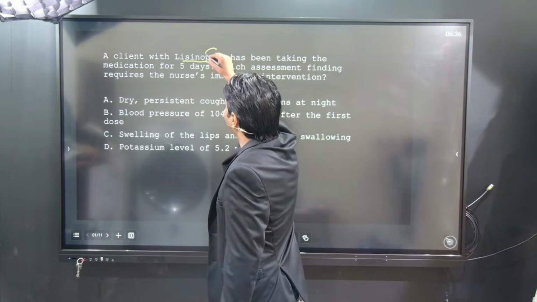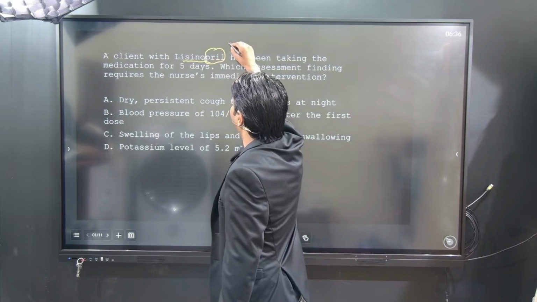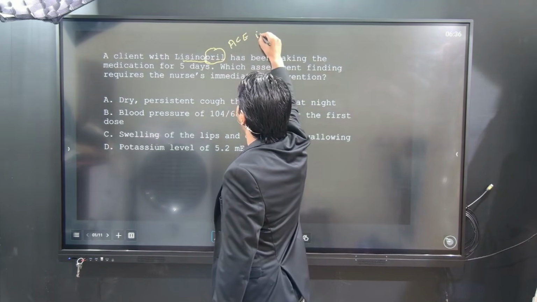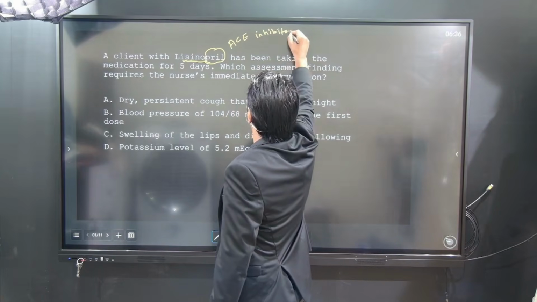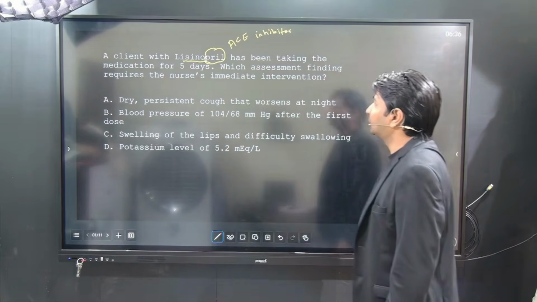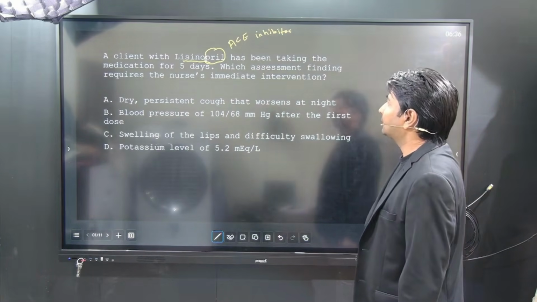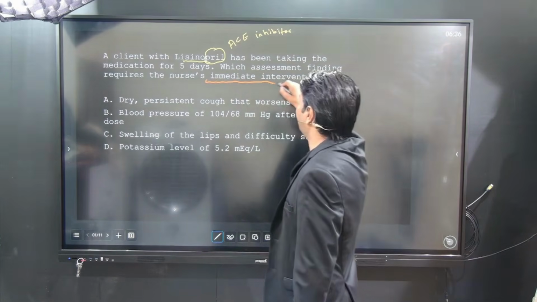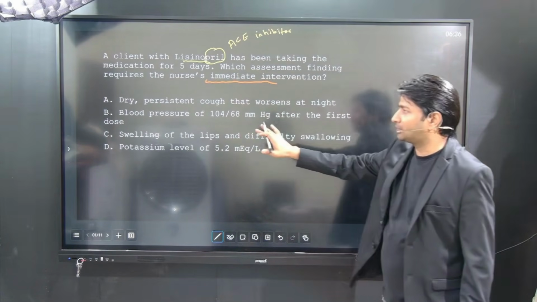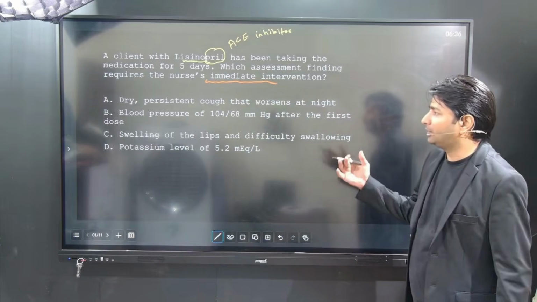A client on Lisinopril, so drugs ending in pril belong to the ACE inhibitor category, has been taking the medication for 5 days. Which assessment finding requires the nurse's immediate intervention? This means we need to select the option suggesting the patient could be in immediate danger.